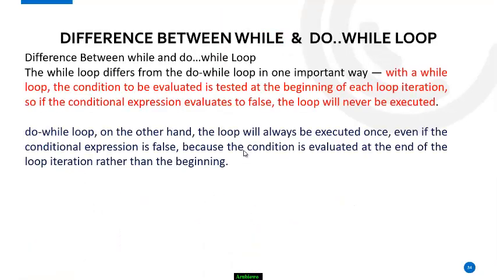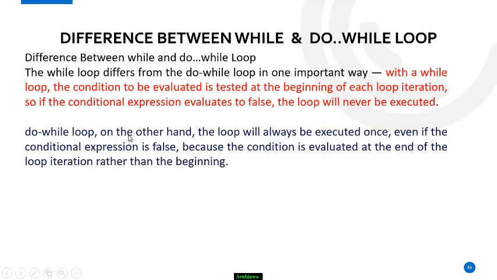We also have the difference between while and do while loop. The while loop differs from the do while loop in one important way. With a while loop, the condition is evaluated and tested at the beginning of each loop. So if the condition expression evaluates to false, the loop will never be executed.